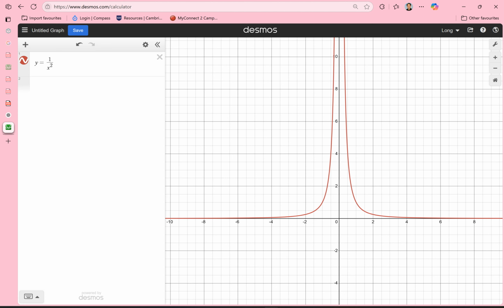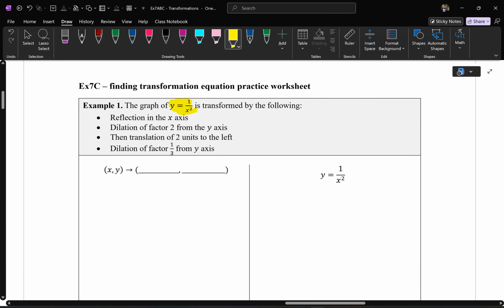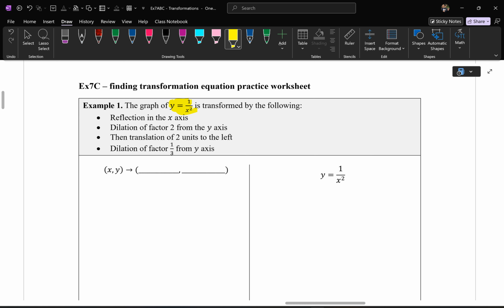What we want to do is we want to follow these sets of transformations. We want it to reflect in the x-axis, dilation of factor 2 from the y-axis, translation 2 units to the left, dilation of factor 1/3 from the y-axis in that particular order. Okay? So what would the new equation be? That's the skill that you're building from exercise 7C.